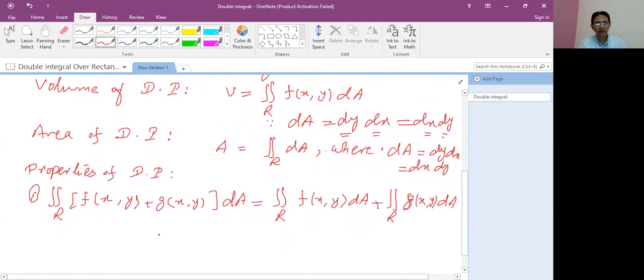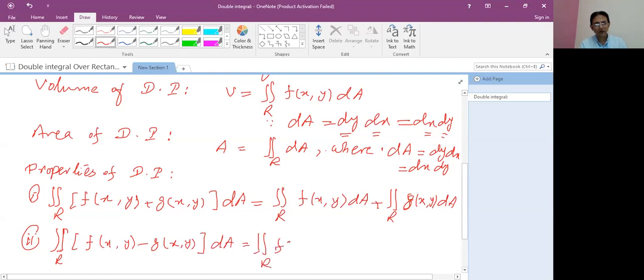Now the second property: if the double integral over R, where R is the rectangular region in two dimensions, of two functions subtracted, then you separate them and find the integral: double integral over R of f of xy dA minus double integral over R of g of xy dA. It is the second property of double integral.